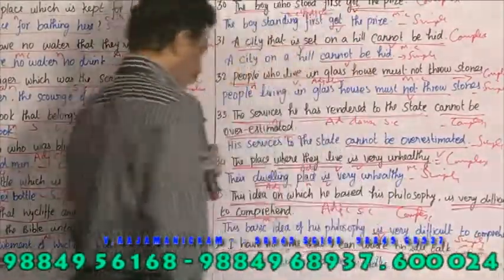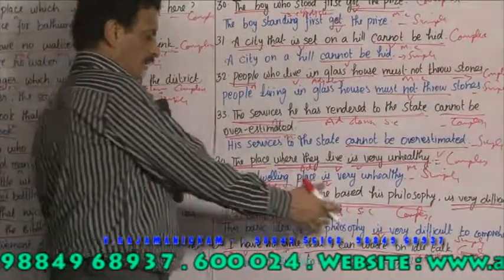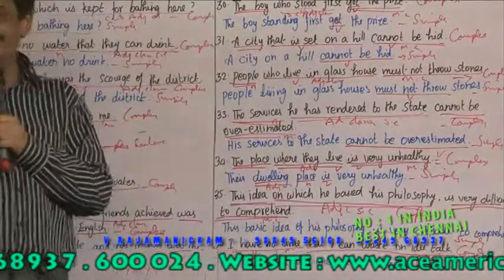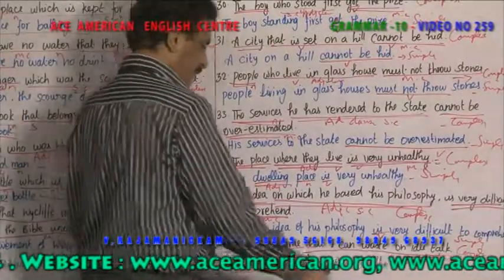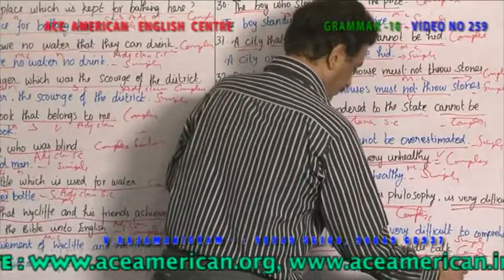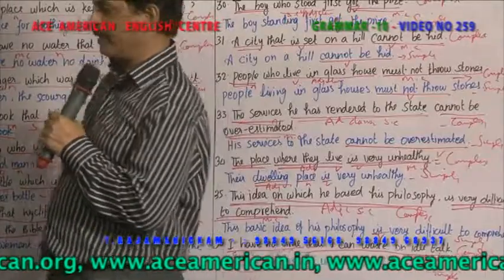And how do you change into a simple sentence? I have no time to waste on idle talk. Idle means what? Wasteful. So have is the only verb. So it becomes a simple sentence, right? So description about a noun is called an adjective clause.